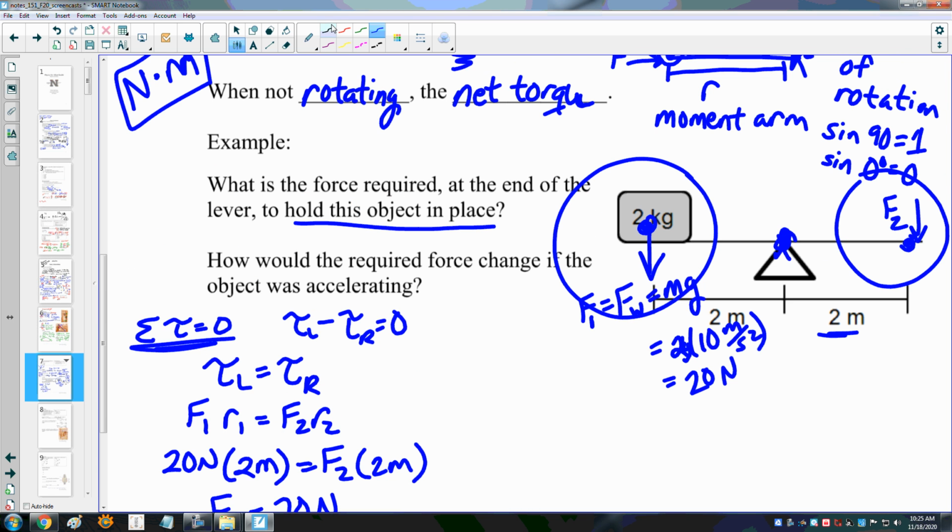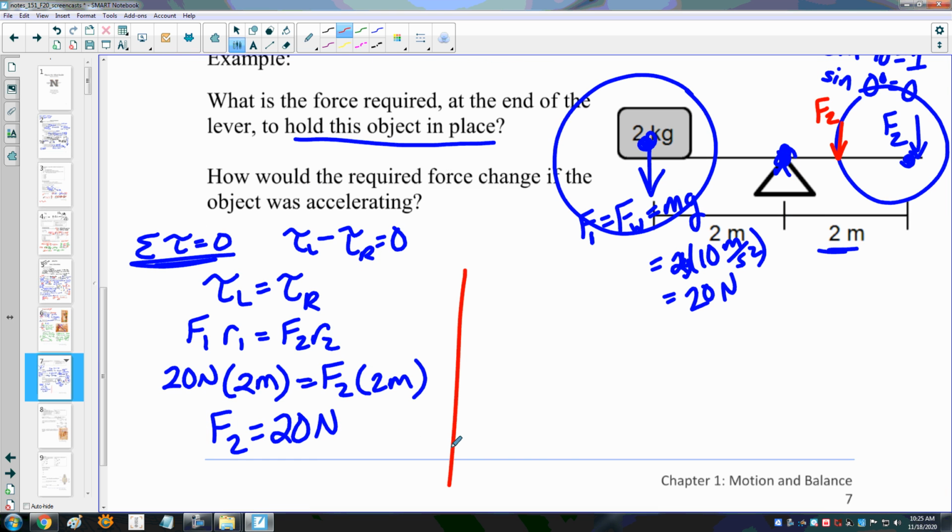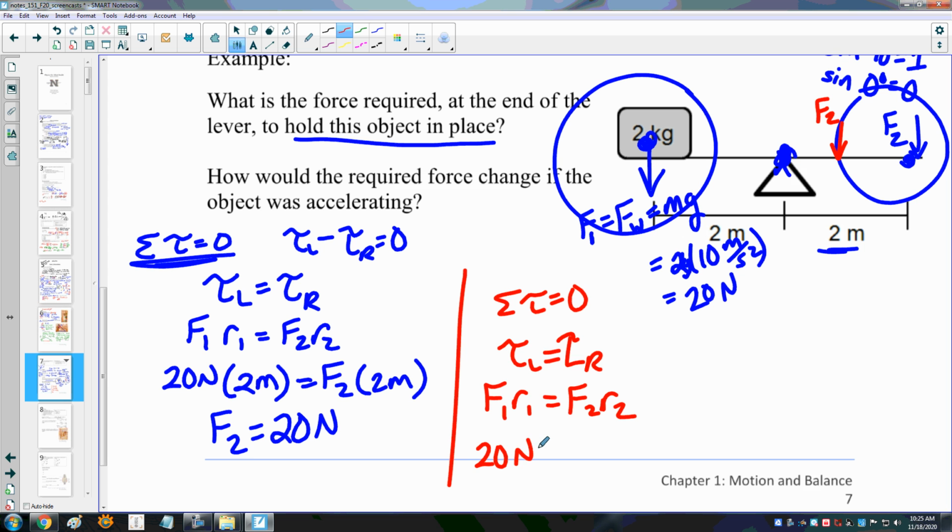Now what if, instead of having a force acting at the end of the lever, I have a force here? I'll call this now F2, and I want to know what that force is. So I do it the same way. The sum of the torques equals 0. That is to say, torque on the left-hand side has to equal torque on the right-hand side. It's going to be F1R1 has to equal F2R2. So 20 newtons times 2 meters, same as before.